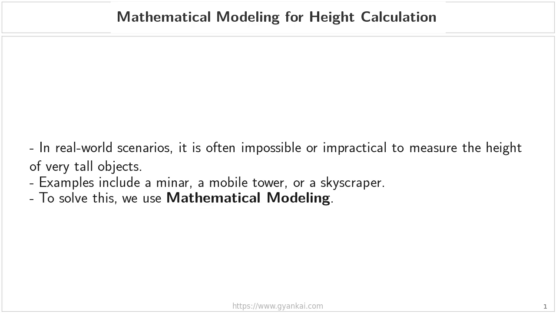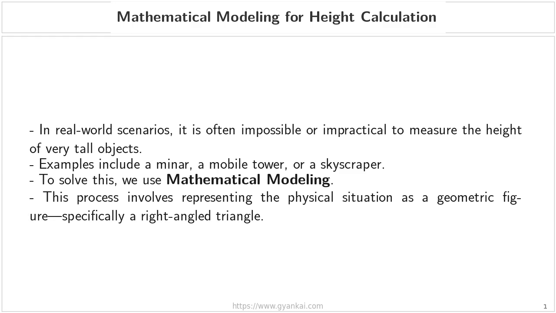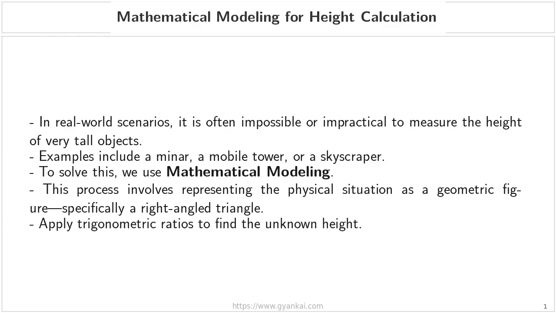So, how do we solve a problem that seems impossible to measure? We use a technique called mathematical modeling. Instead of dealing with the complex physical structure of a tower, we simplify the situation. We represent the physical scene as a geometric figure, specifically a right-angled triangle. By doing this, we can use our knowledge of trigonometric ratios to calculate the unknown height with great precision. Over the next few slides, I will show you exactly how to set up this model and solve these problems step by step.